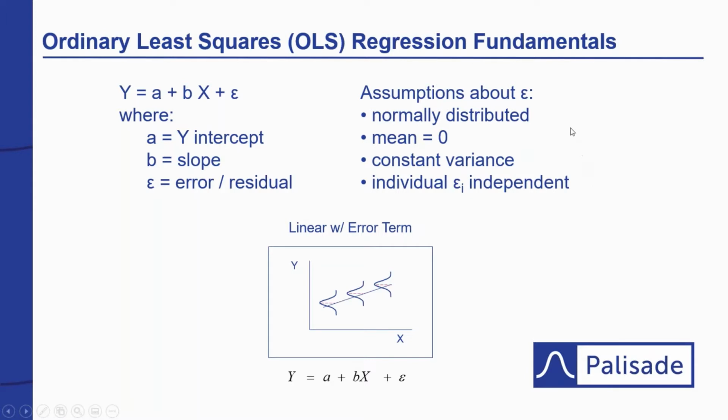The assumptions, the specific assumptions that are necessary for the calculus behind ordinary least squares to work are that error term is normally distributed, that it has a mean of 0, that it has a constant variance, and the individual errors or residuals are independent of each other. Those assumptions are necessary to get us to the point where the equations I'm sure you've all worked with before allow us to estimate an intercept and a slope so that we can build the equation.